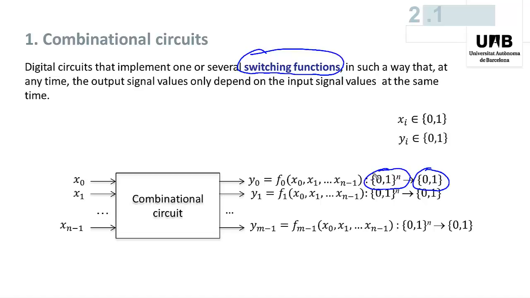Then we call combinational circuit a digital circuit like this one that implements a set of switching functions, m functions of n variables, but in such a way that at any time the output signals only depend on the input signals at the same time. At the same time is the important point in this case.